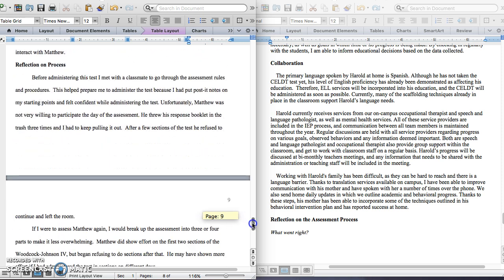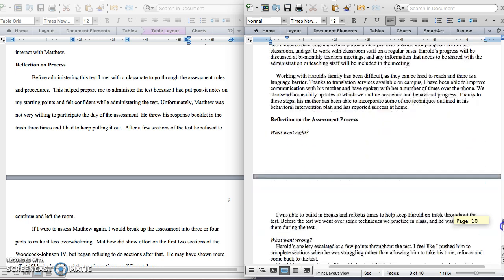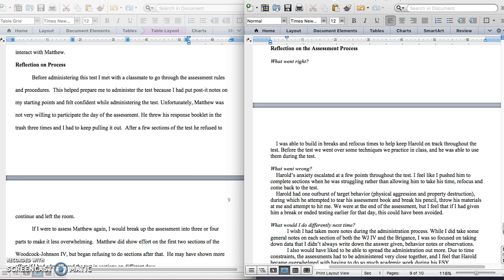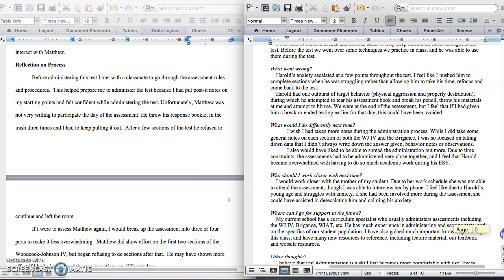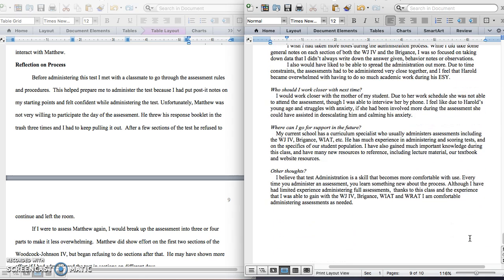And then the final piece of your report is your reflection on the assessment process. I know that this is not going to be perfect, nor is any report that you do in special ed usually going to be perfect. So what I want you to do is actually go through and answer these questions. What went right? What went wrong? What would I do differently next time? Who should I work closer with next time? Where can I go for support in the future? And then any other thoughts.